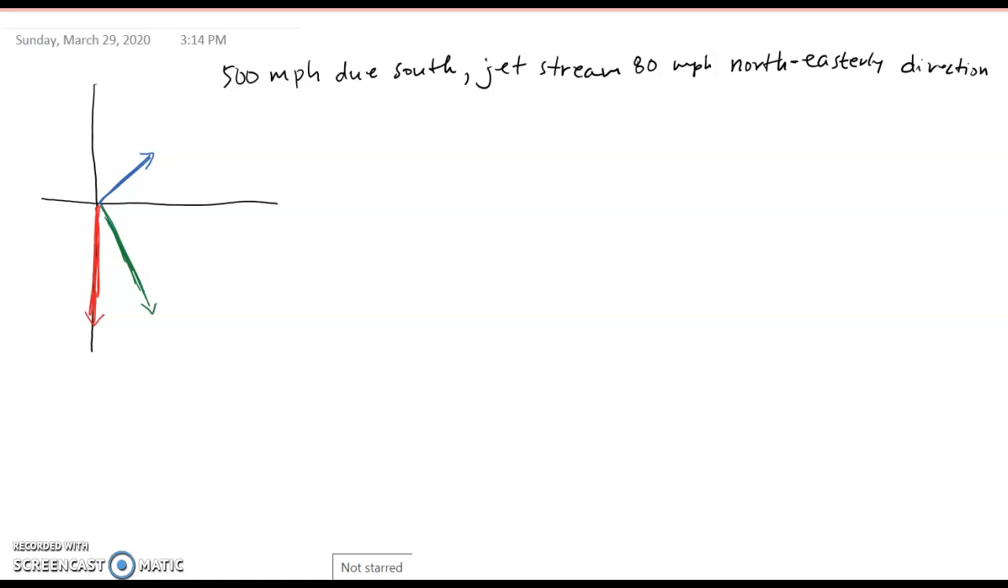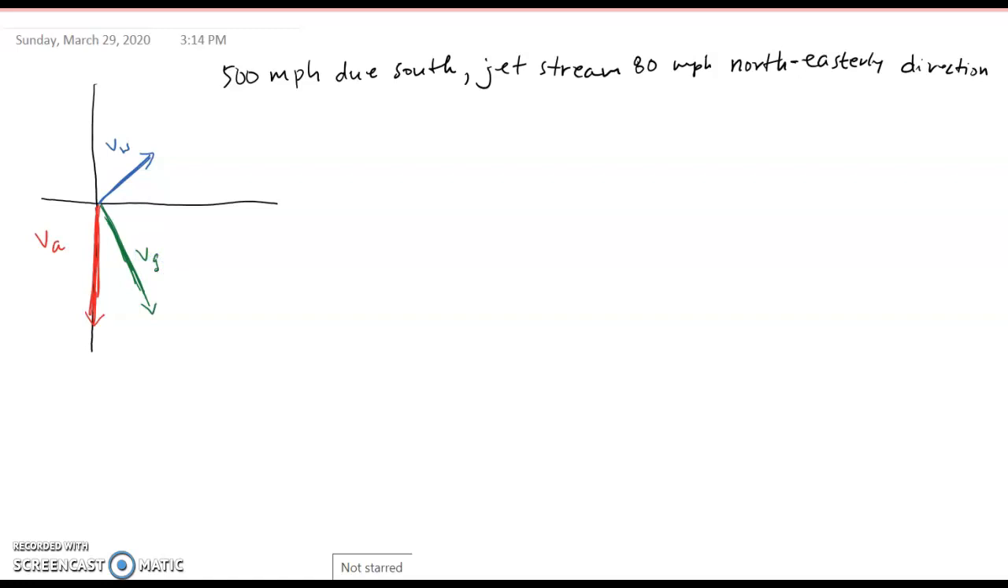Okay, I'm going to label the red one as v sub a, vector of the airplane. The blue one we will call v sub w for the wind. And then the green one, we're going to call this one v sub g because it's relative to the ground.